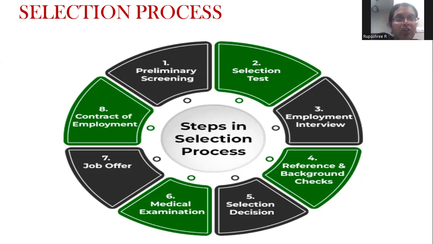Let's say, for example, out of 20, 10 of you are shortlisted. Of those 10, let's say 5 were removed because of reference and background check, and we are left with 5 candidates. Out of the 5 candidates, the selection decision will happen, wherein the top level executives or the top level managers sit together and have a discussion on whom they could recruit out of these 5 that have been shortlisted. And after the selection decision, the next process is medical examination.